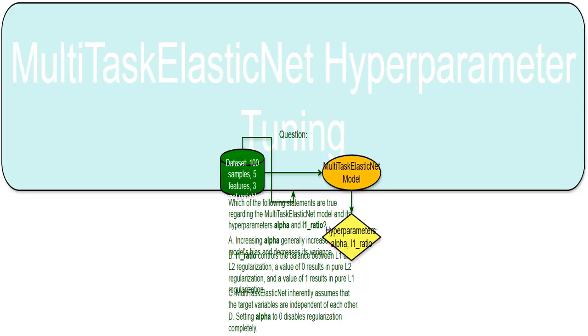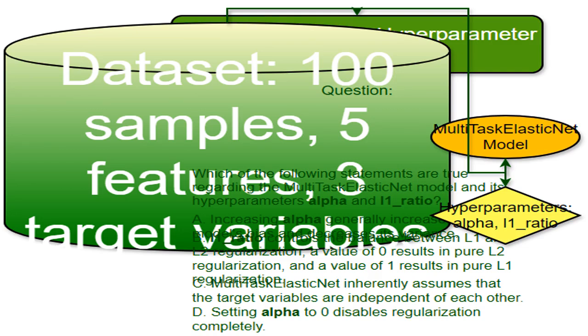We're tuning the MultiTaskElasticNet model, which is a scikit-learn tool. This means I'm going to adjust its settings, specifically alpha and L1 ratio, to find the best performance. Think of it like fine-tuning a machine. I'll use a dataset with 100 different examples, each described by 5 characteristics or features, and with 3 outcomes or target variables I'm trying to predict. This is a typical multi-output regression problem.